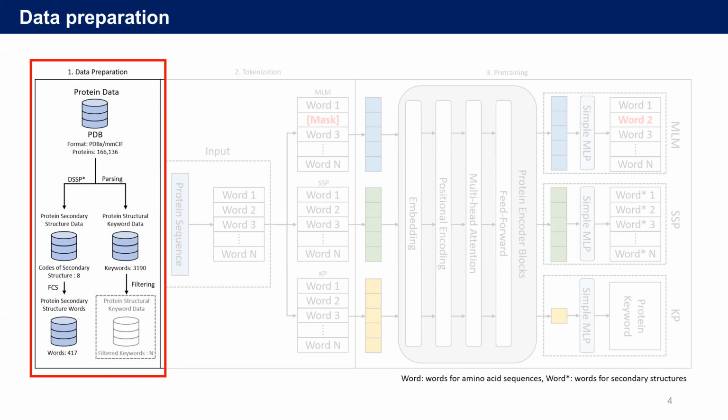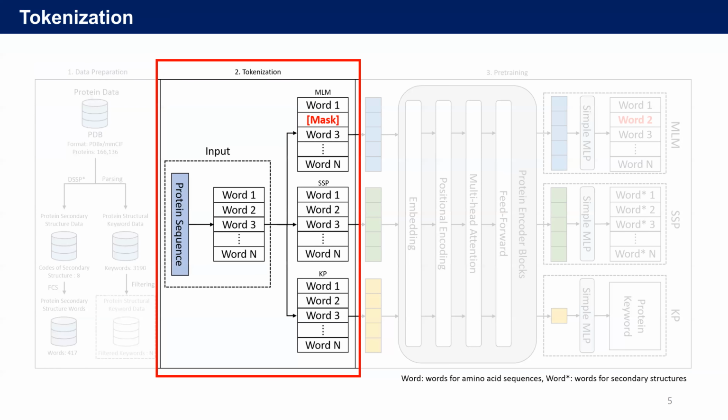To use protein structure keywords for the sentence level task, we parsed protein structural keywords from mmCIF files. And we got 3,190 unique keywords. We haven't filtered the keywords yet, but we will filter the keywords with professionals soon. And next is tokenization. Please see the figure.